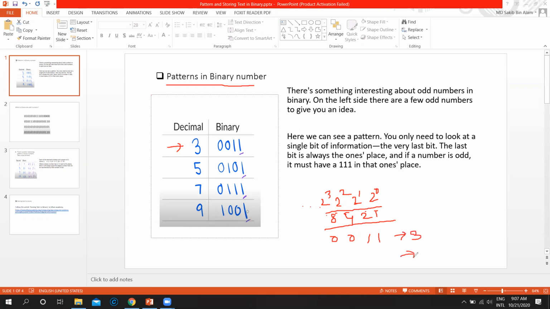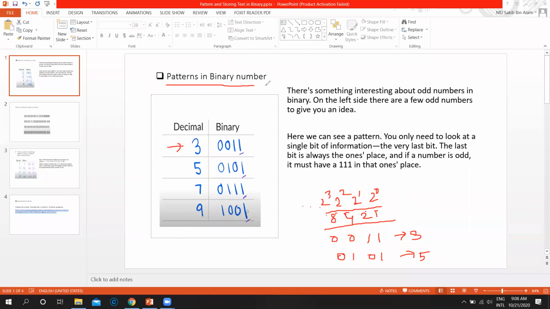And 5 means, all of you have the idea how to convert it. 4 and 1, that is 5. You can give a 0 here: 0101. So 4 plus 1 is equal to 5. We learned this in the last class, so I hope you can remember it now.